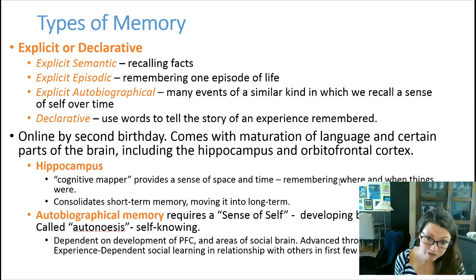Explicit autobiographical is many events of a similar kind in which we recall a sense of self over time. Our autobiographical memory gives us a narrative of who we are throughout time. It can look at, who am I when I travel? Who am I with this particular friend? Who am I in relationship to my experiences in life? That's more of our autobiographical memory.